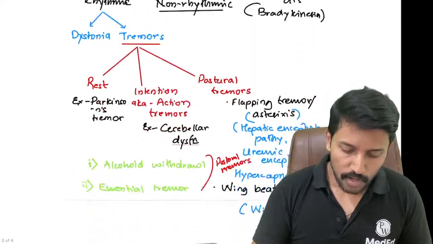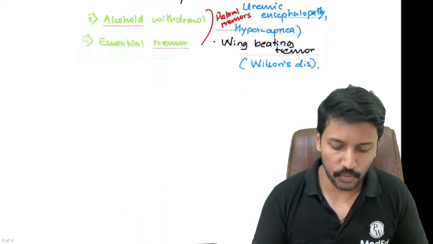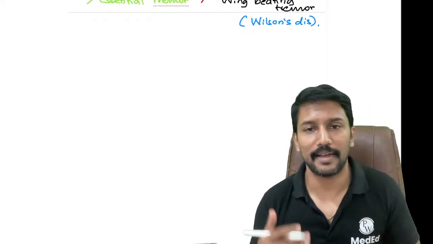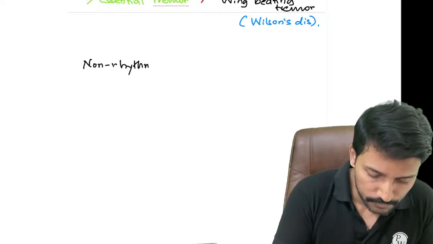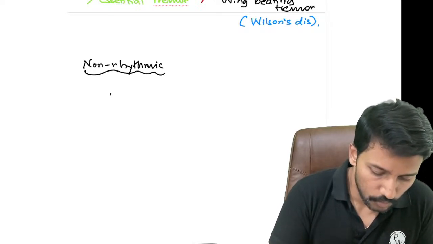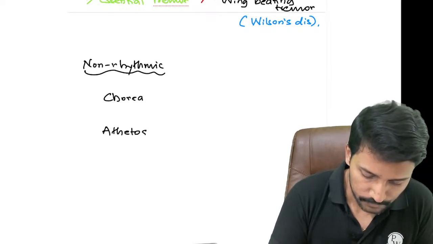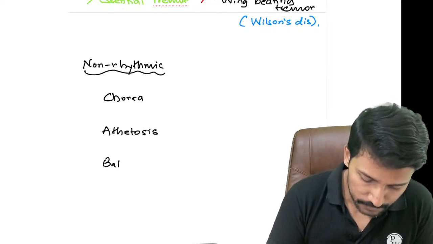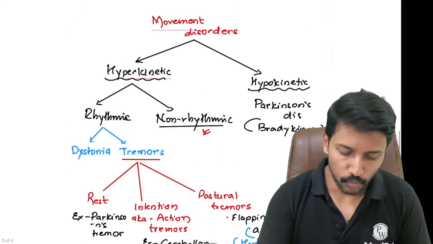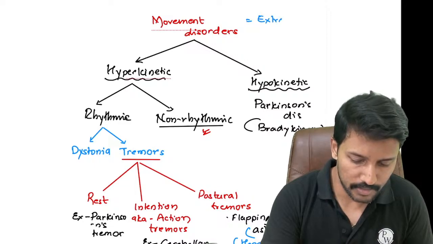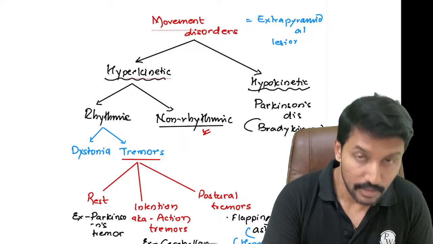But there are also some non-rhythmic movement disorders. I want you to remember 3 of them. I will give you clues to identify these non-rhythmic movement disorders and the site of lesion. Non-rhythmic movement disorders include chorea, athetosis, and balismus. In simple words, the movement disorders are because of extrapyramidal tract damage. Whenever I have a movement disorder, it means extrapyramidal tract is affected.